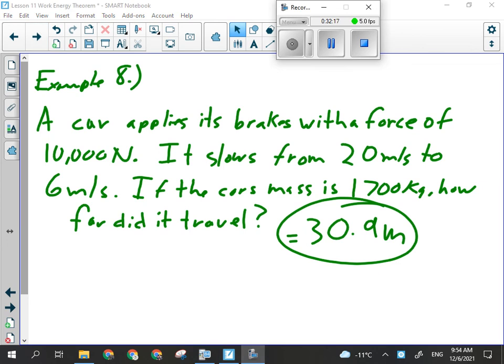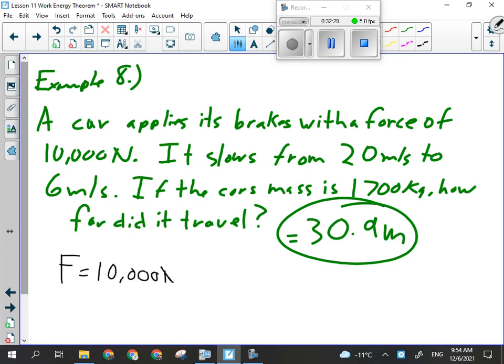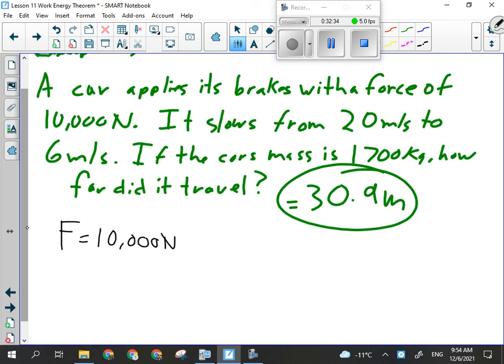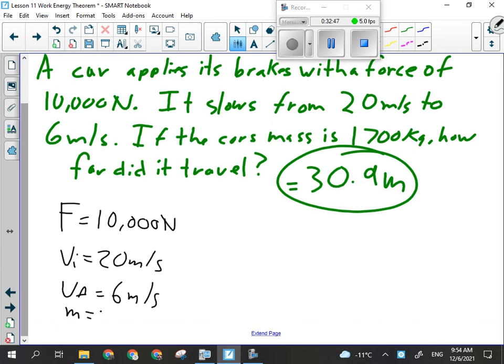Okay, so for this one, we've got that the car applies its brakes with a force of 10,000 newtons. So what did they give us there? Force. Okay, it slows from 20 meters per second to 6 meters per second. They give us 2 speeds. Which one is initial? The 20. And then the final is 6. If the car's mass is 1,700 kilograms, how far does it travel? So we're looking for distance. What kind of energy is being changed here?